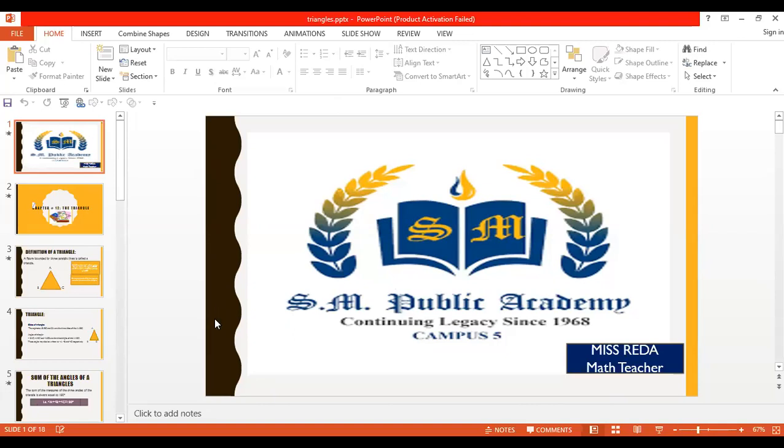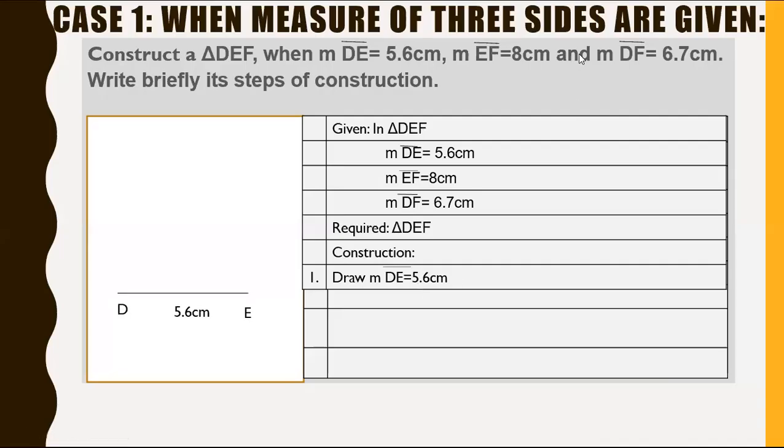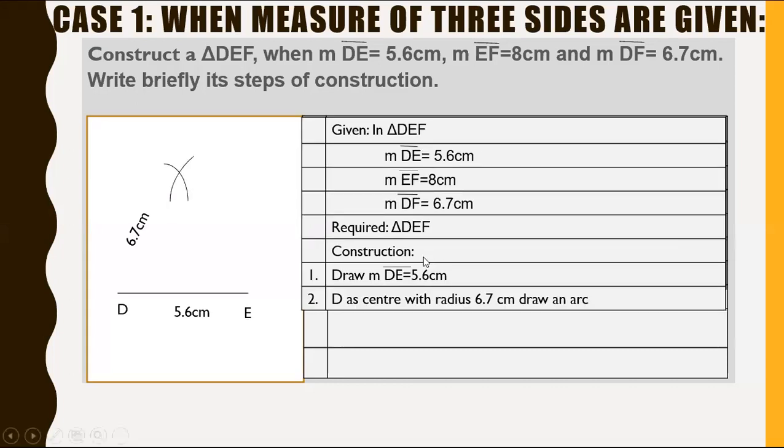So let's start construction and steps of construction. So first we have drawn a line segment DE of 5.6 centimeters. So write the steps over here. Draw measurement DE is equal to 5.6 centimeter. Now D as center with radius 6.7 centimeter, draw an arc. Okay. So you have written this point in the step of construction. Now next is E as center with radius, which centimeter? 8 centimeter. Draw an arc which cuts the previous arc at point F.